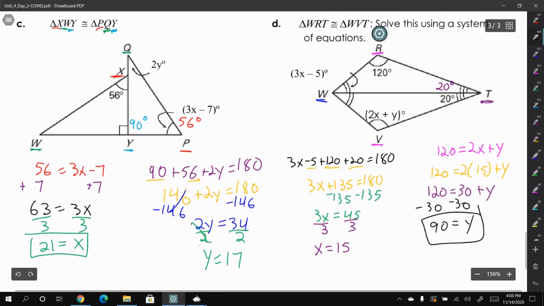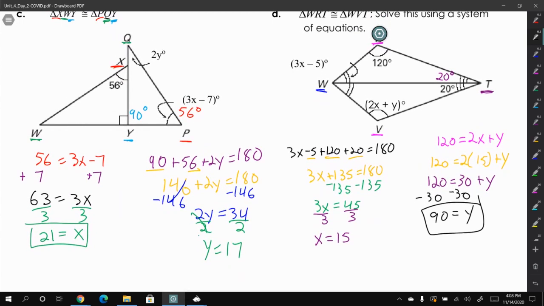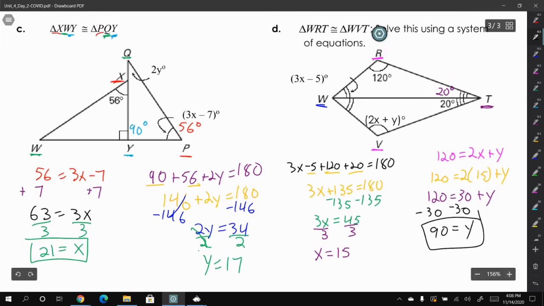And then the one on the right, I first had to find x because I have one angle that has x and y in it. So I looked at that top triangle. Angle T was congruent in both triangles. It had the same number of markings. So in the top triangle, I did 3x minus 5 plus 120 plus 20 equals 180, because all angles in a triangle add up to 180. And this was a triangle I was looking at. So I solved that, and I got x equals 15.